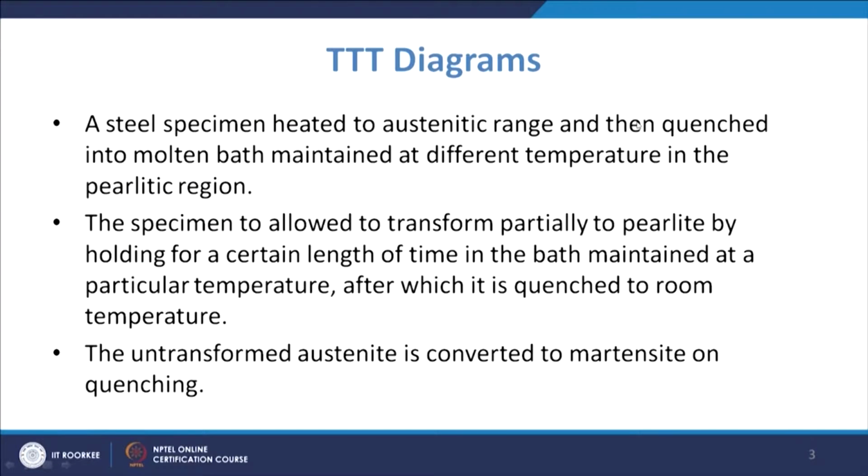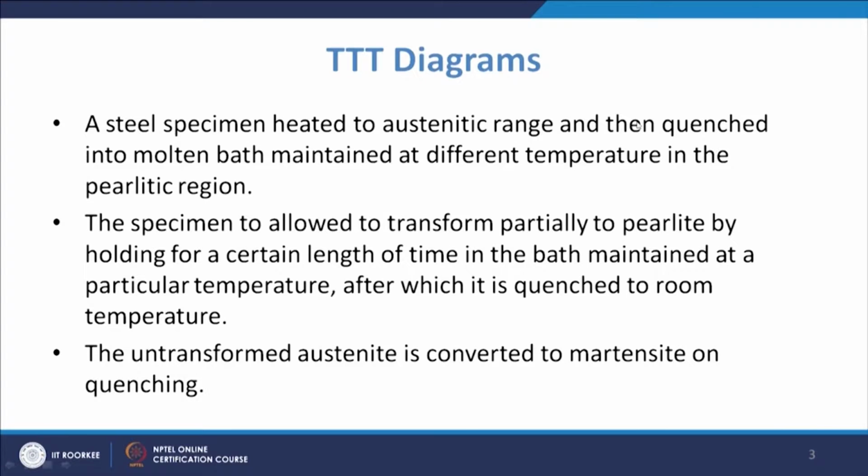Now, what happens is that this specimen will be allowed to transform partially to pearlite by holding for a certain length of time in the bath maintained at a particular temperature, after which it will be quenched to room temperature. So you keep it for some time, expecting transformation to pearlite, and then you quench it to room temperature. That way, some austenite remains untransformed. There will be some transformation of austenite to pearlite after a certain time, but since you are not holding for infinite time, after some time you quench it in a bath maintained at room temperature.